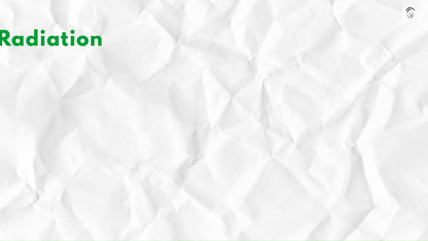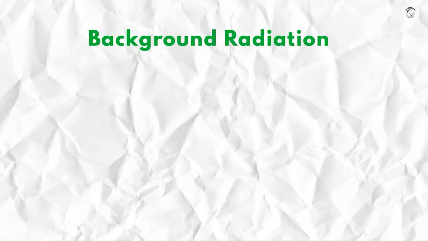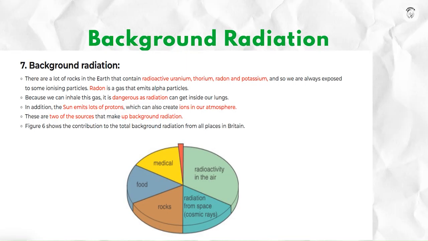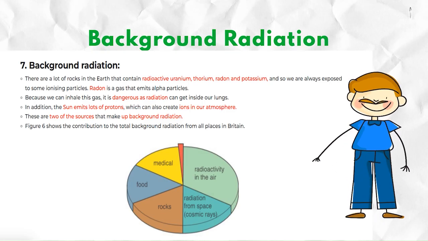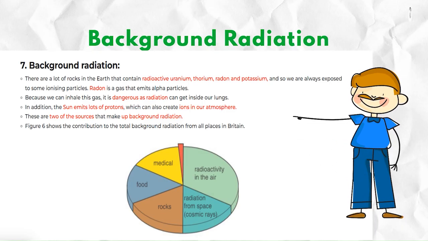Then let us know what it means by background radiation. On our Earth we have a lot of rocks containing, for example, uranium, thorium, radon and potassium. So definitely we are always exposed to some ionizing particles. Radon is a gas that emits alpha particles. Because we inhale these gases, and radon is a dangerous radiation, like many other radiations in the air, it can go inside our lungs.